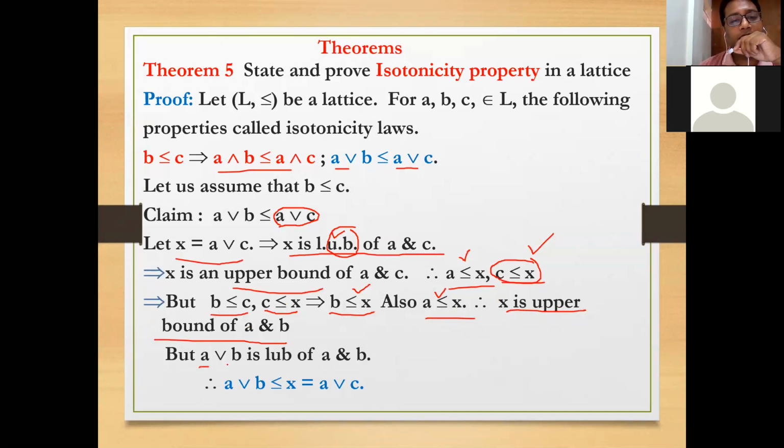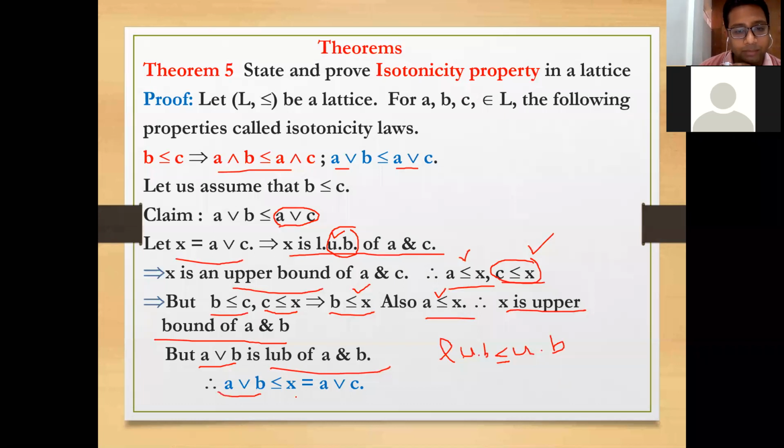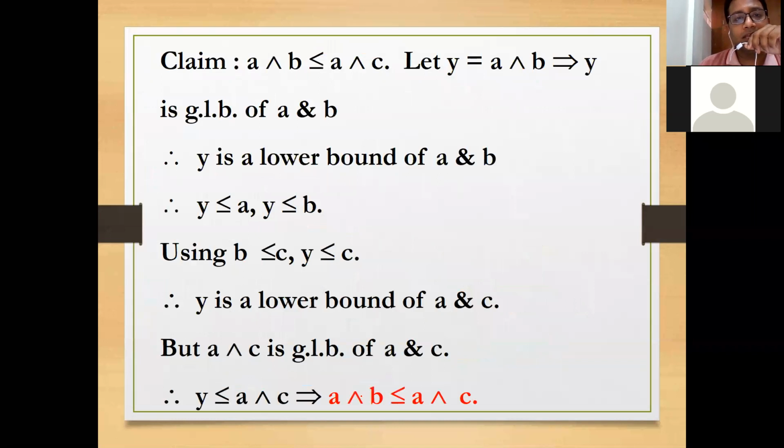But a join b is the least upper bound of a and b. Now again we have one term as a least upper bound and one term as only an upper bound. So what would be the relation? Least upper bound will be less than or equal to upper bound. So least upper bound is a join b and upper bound is x, and the value of x was a join c. So we have proved that a join b is less than or equal to a join c.